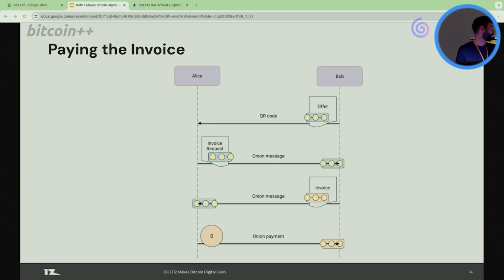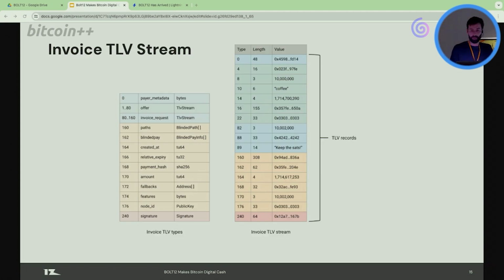Okay, so we're moving along now, and now Bob likes the invoice request that Alice sent him, and he sends her an invoice back on the reply path that Alice gave in the invoice request on your message. And in that invoice, he included some more blinded paths, and this will contain some more information for making a payment. And I kind of completed the flow here where Alice sends the Bitcoin to Bob using those blinded paths. So let's jump into the invoice now.